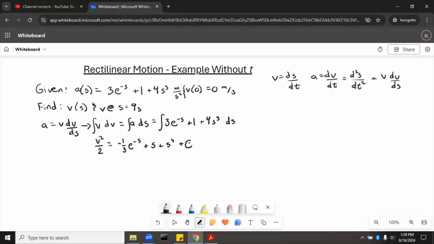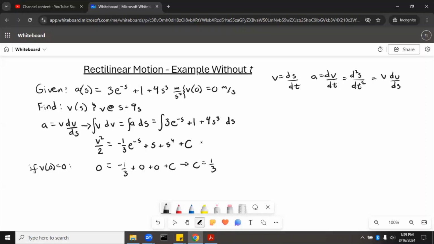Okay, so to find what that constant is, we can just plug in the initial condition, v of 0 equals 0. So if v of 0 equals 0, then we'll just have 0 squared over 2, which is 0, equals e to the negative 0 power is just 1, so negative 1/3, plus s is 0, plus s to the 4 is 0, plus c, which gives us that c equals positive 1/3 to balance that out.